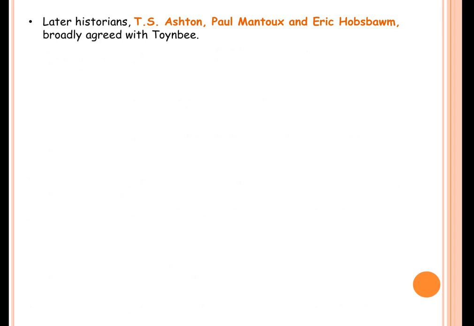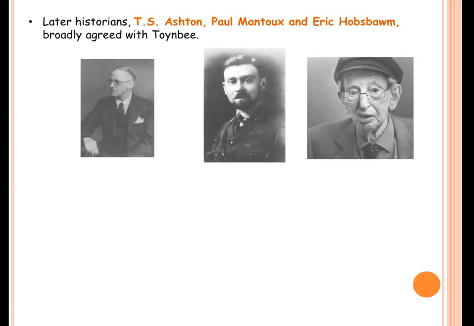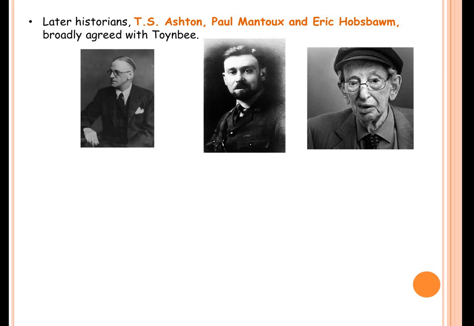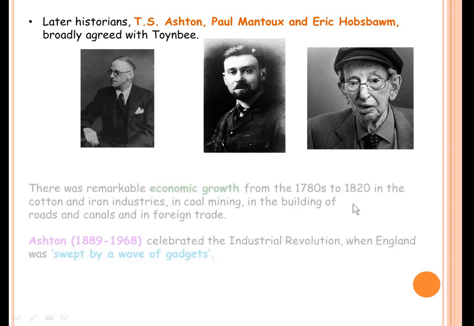There were other historians like T.S. Ashton, Paul Mantoux and Eric Hobsbawm. They broadly agreed with the ethics and principles of Toynbee. They started propagating the principles of Toynbee even after his death. These are the three historians. The names are given here: Ashton, Mantoux and Hobsbawm. The pictures are also given here for you to refer.